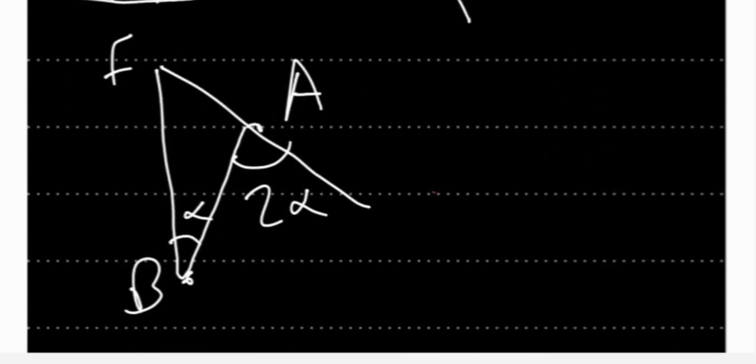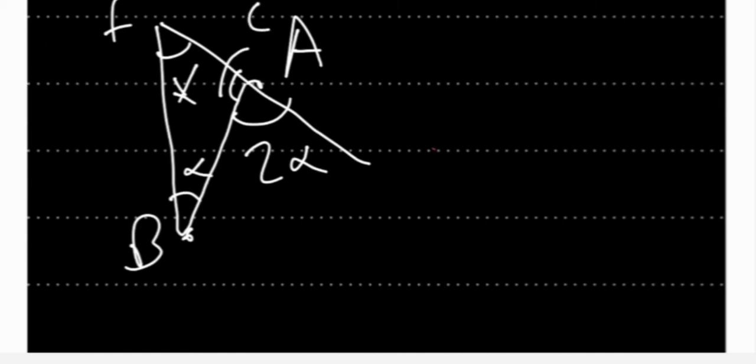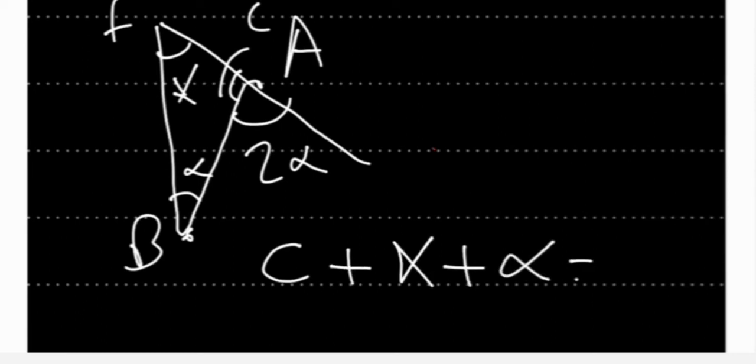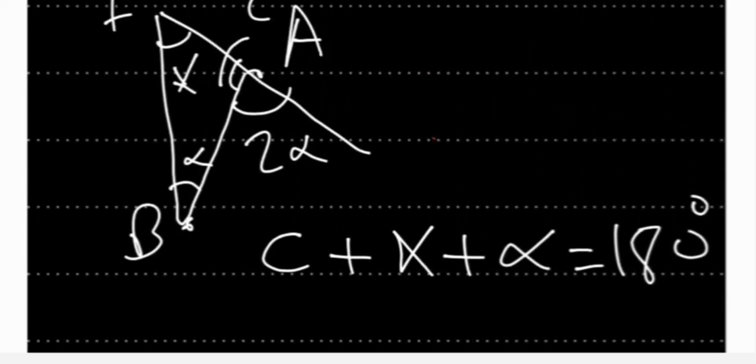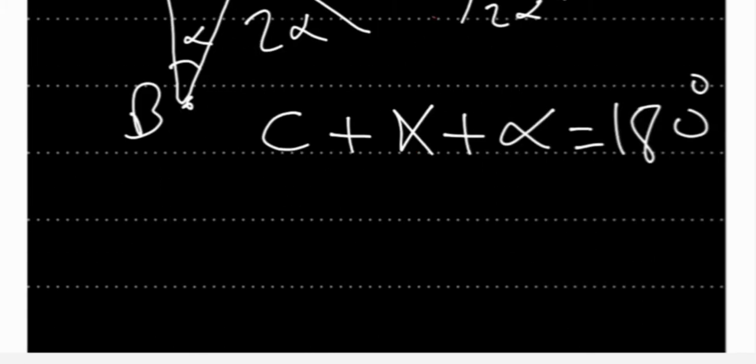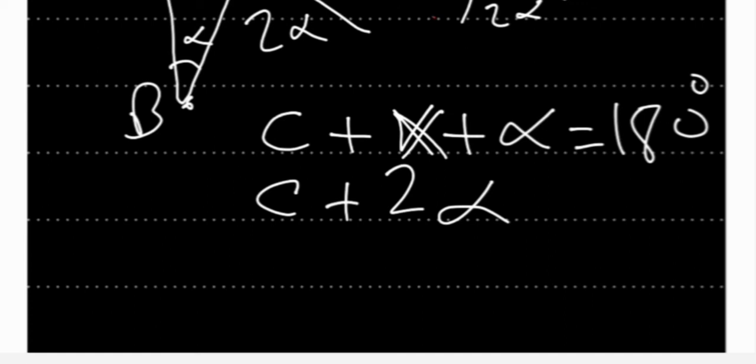Here it was alpha, right? So let's call it here X, and this angle over here that we want to find will be C, okay? So look, C plus X plus alpha, they are the angles of a triangle, so they are 180 degrees. And what's the next thing? C plus 2 alpha over here, they are in the same line. Look, this is C and this is 2 alpha, right? 2 alpha and C. So C plus 2 alpha, this is X, okay? It might seem like an alpha, but it's X.